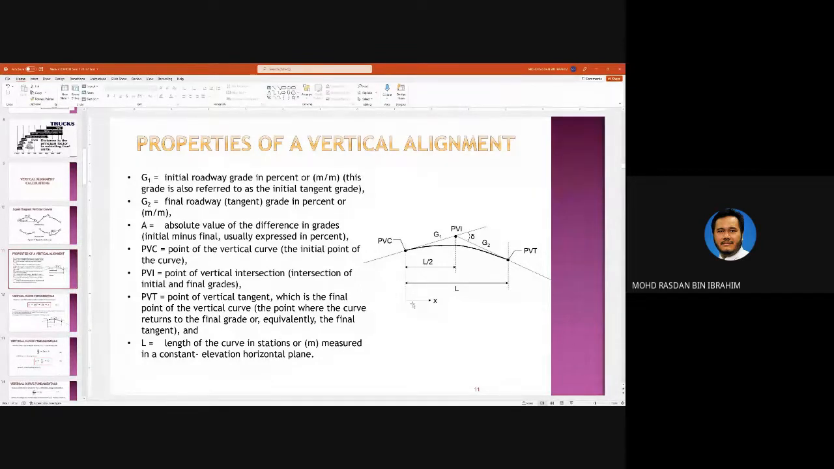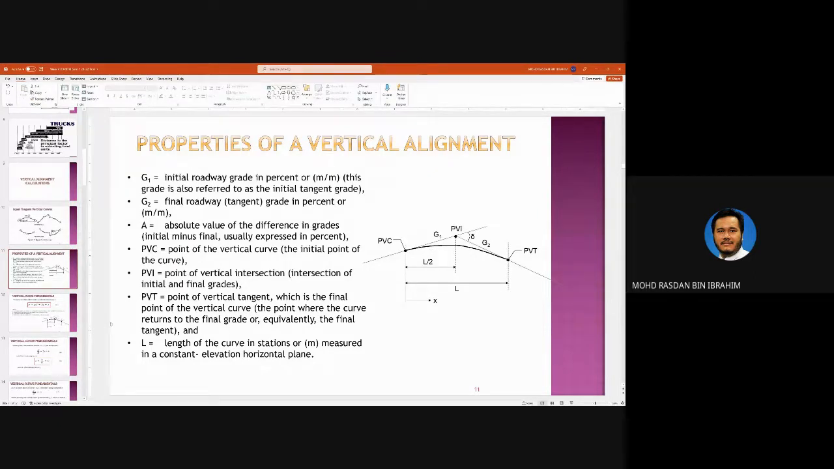X is the term that we use for distance starting from PVC. So if you say that you want to measure the elevation of this curve at point 20, x is 20, meaning that from the starting point here it is 20 meters to the right.